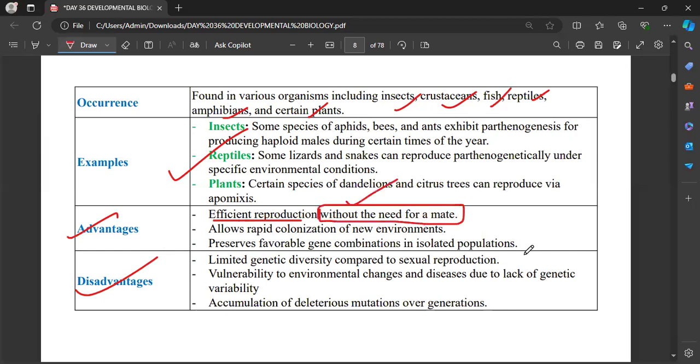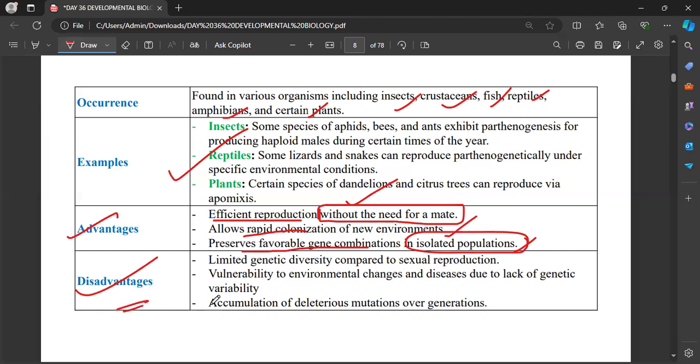If natural fertilization has to happen, definitely they need a male and a female, and then the egg and the male gamete have to fuse. But in this process, there is no need of any other partner. The female has the capacity to give rise to the next generation, so they don't depend upon the male to get fertilized. It also allows rapid colonization of new environments, and it preserves favorable gene combinations in isolated populations. So these are all the advantages.